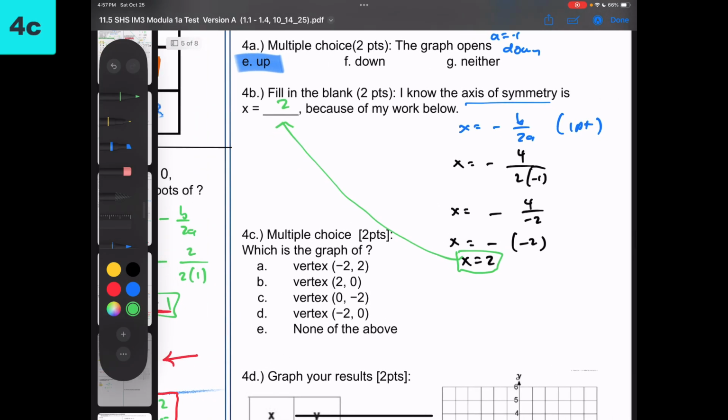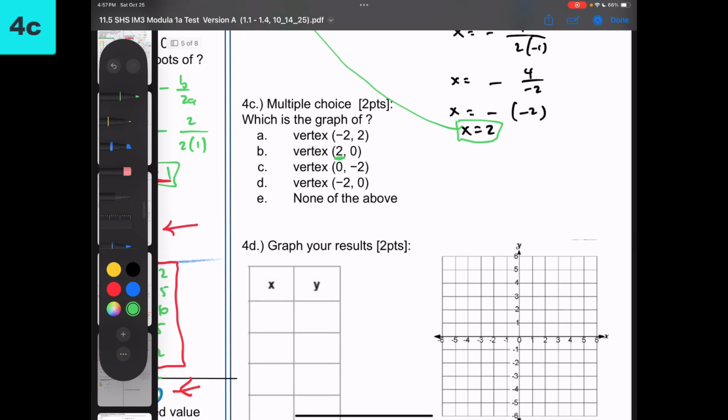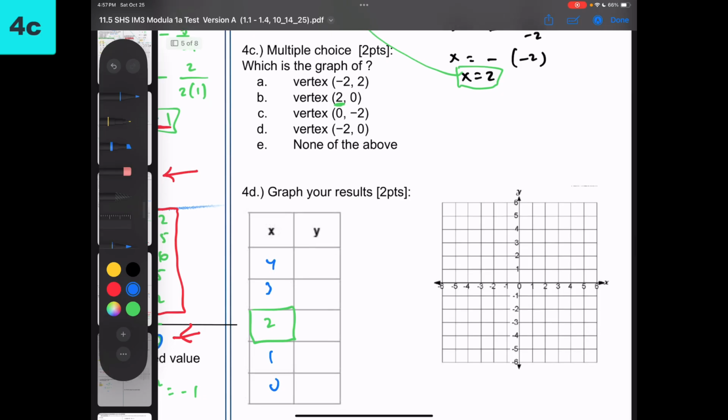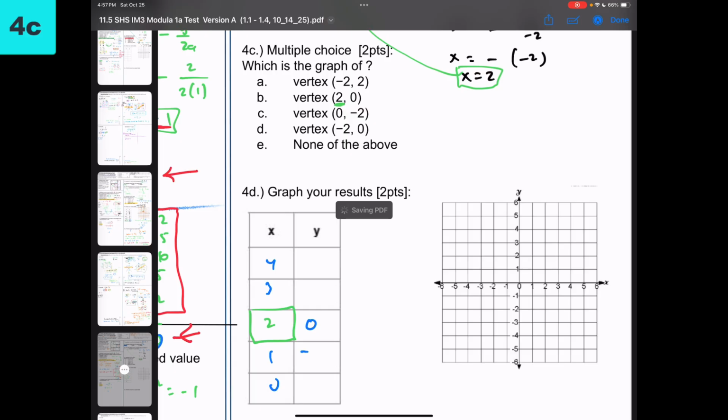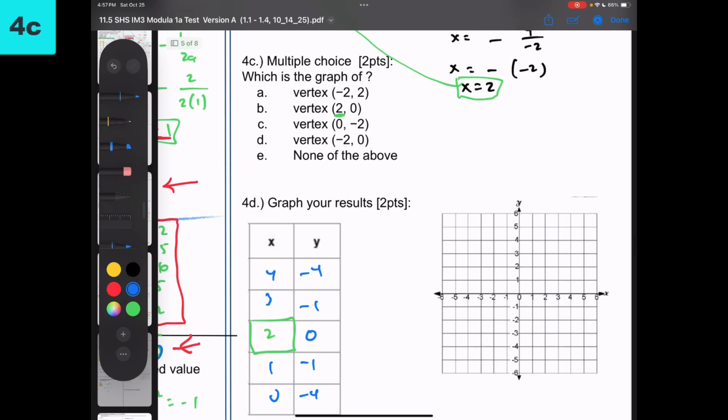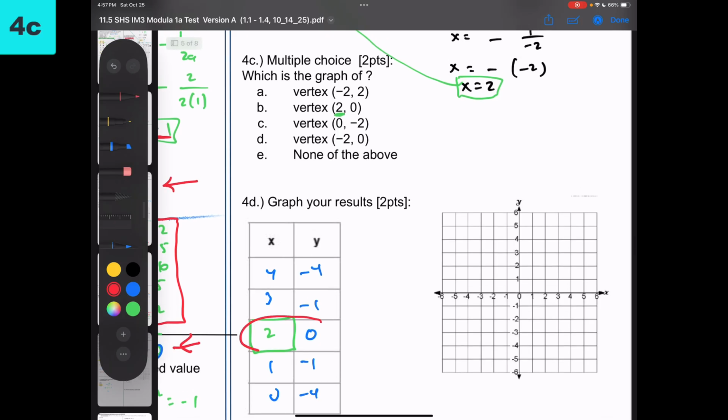Okay, so if I know it's 2, let's double check. So if you put that 2 in the middle, 3, 4, 1, 0. 2, we would have gotten 0. -1. -1, -4, -1, -4. And you will see that that is my vertex, which would be choice B.